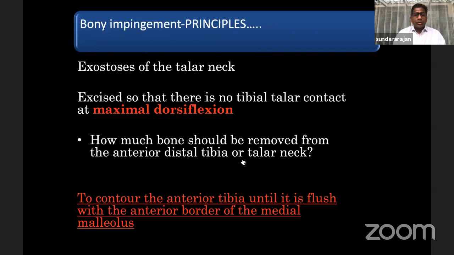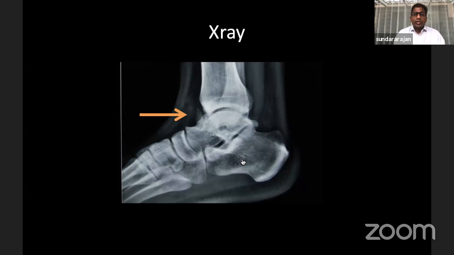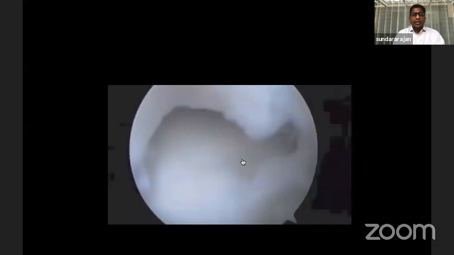This is a 28-year-old male, presented with trauma, but he is not a footballer, he's a traumatic patient. He had an injury to the talus, treated. This is the residual symptoms. He had an impingement and pain. You can see the big spur over the talus. And you can see the healed talus fracture in the MRI scan.